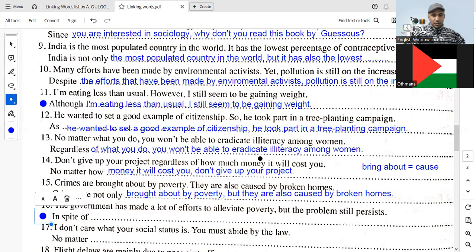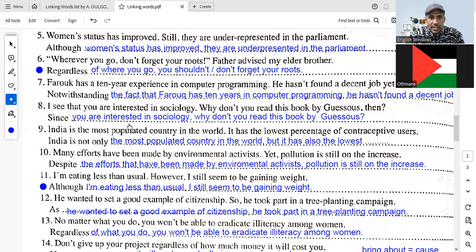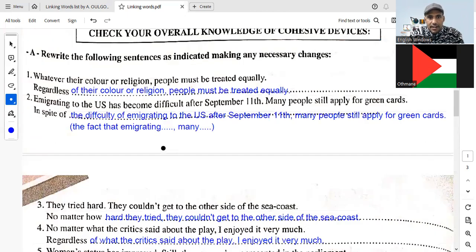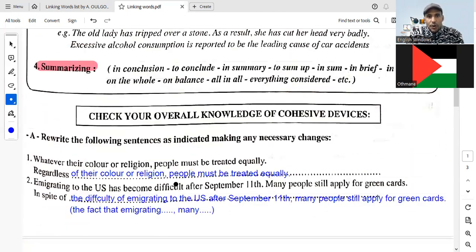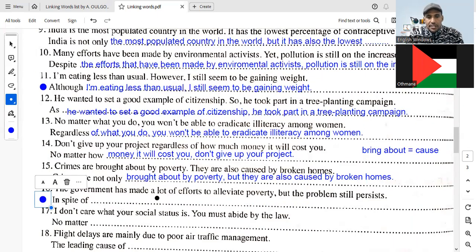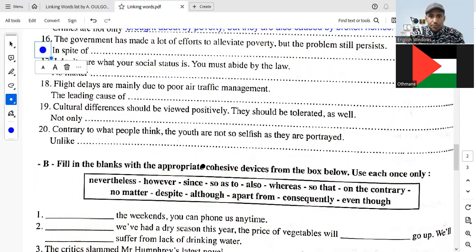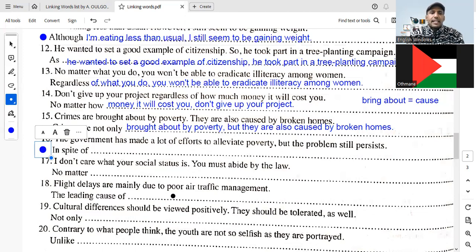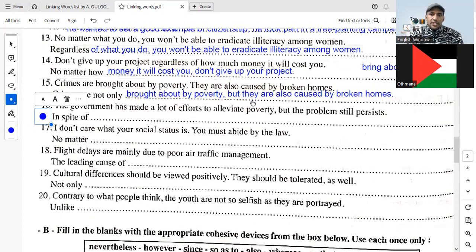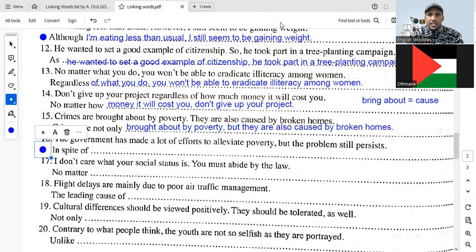Okay, that sounds great. So we're going to stop here for the time being. Othmane, do you have any question regarding what we have done so far? No. Okay. This is the beginning and we'll continue for more and more practice, inshallah, until we master the use of all these linking words.